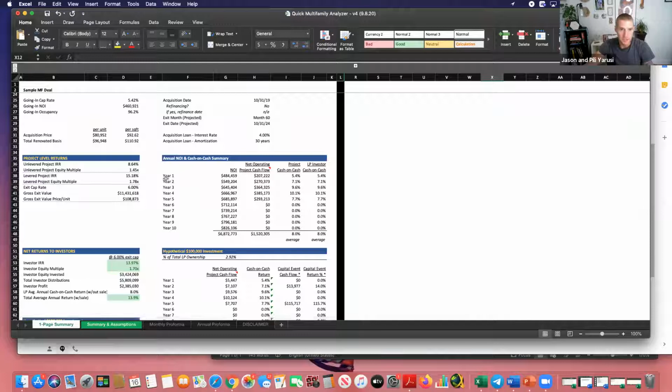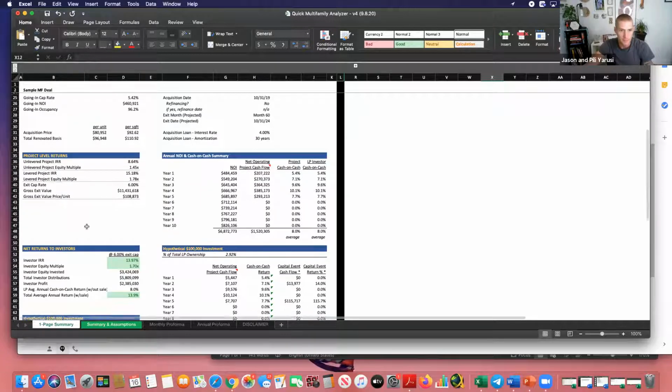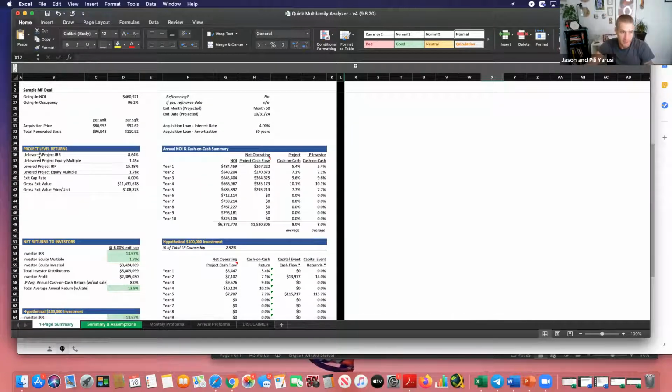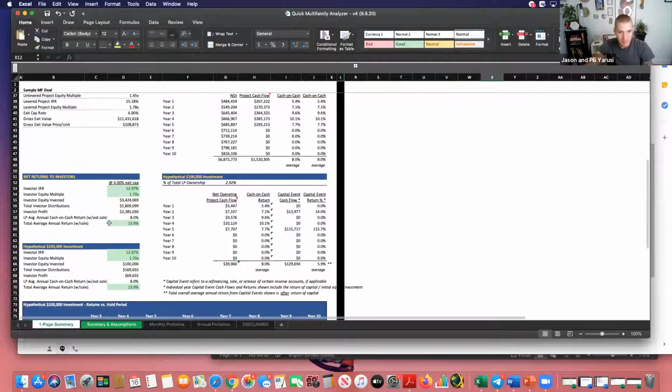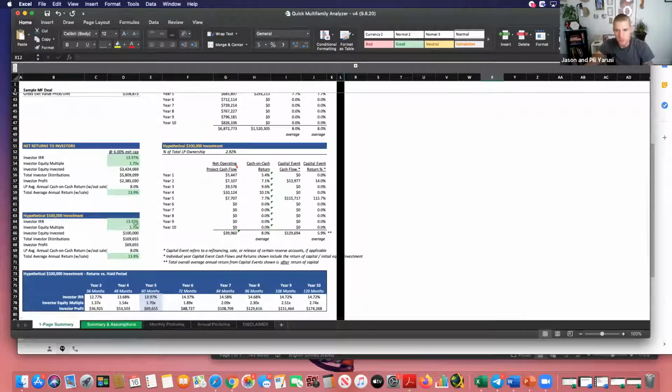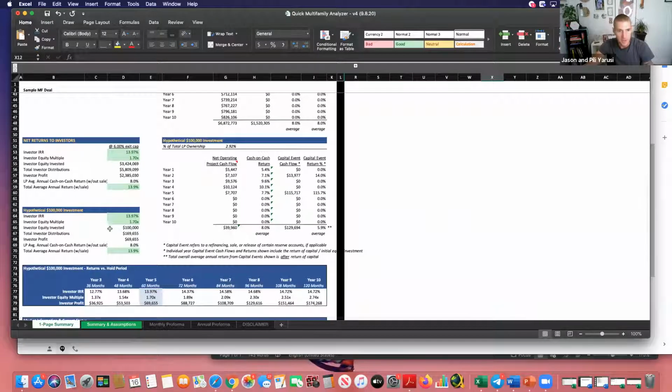It's going to show if this will be a 5-year hold, 10-year hold, wherever it would be. Here will be the returns, unlevered, which most everyone here is always going to be levered, but if it isn't, that's what it would look like. Levered. The exit cap, which will be a certain number there. Gross exit value, price per unit. This will be the net returns to your investors. And hypothetical, this is how returns will look on a 100-unit or $100,000 investment.